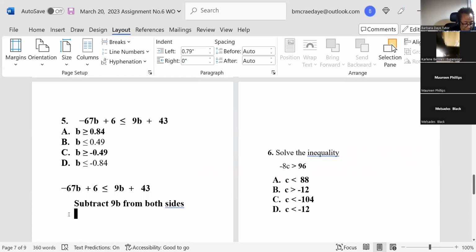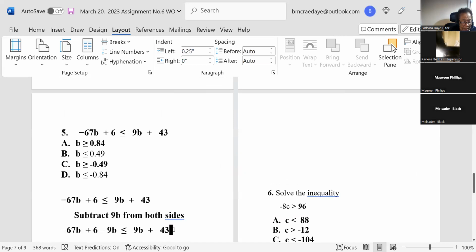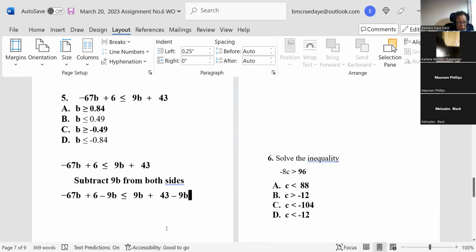Okay. Subtract 9B from both sides. So let's do that. Minus 9B on the left, and on the right, minus 9B. All right. Now, when you did that, Maureen, what did you get on the left side? On the right side I get a 0, 9B minus 9B. What do you get on the left side?